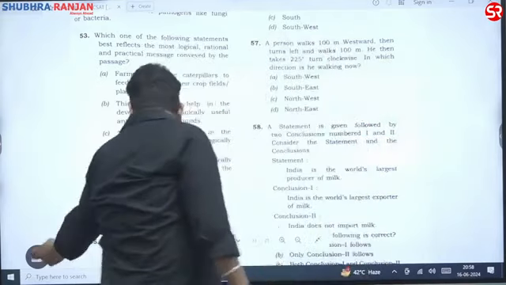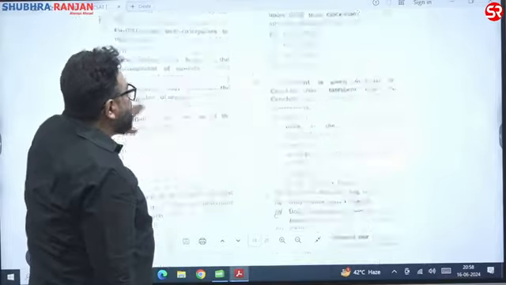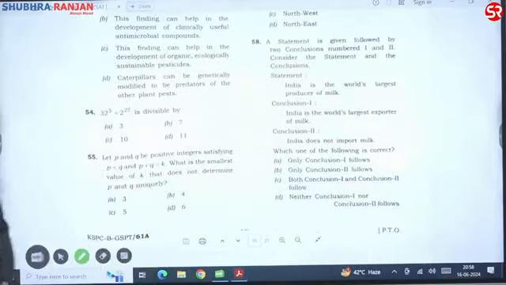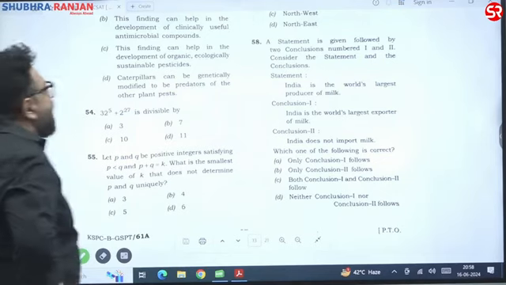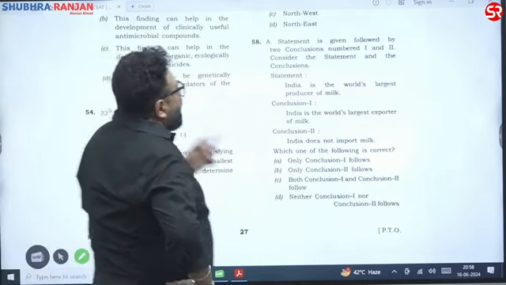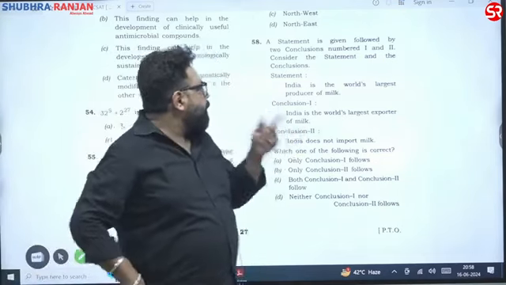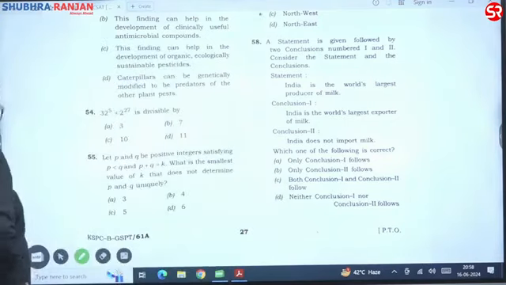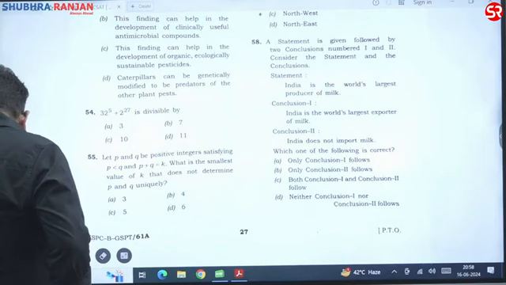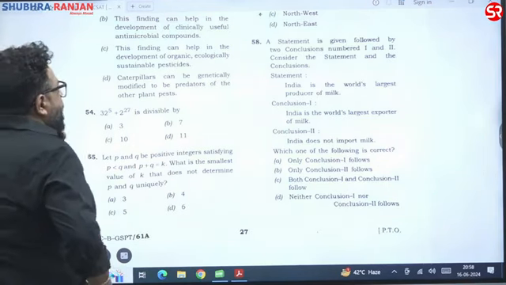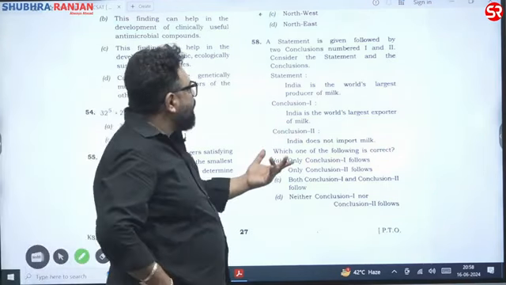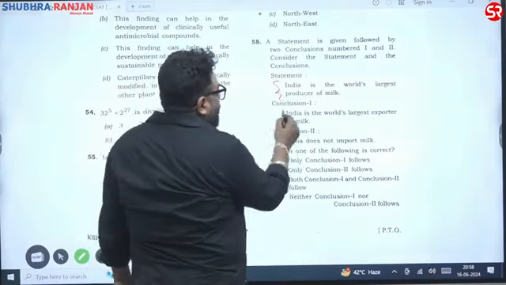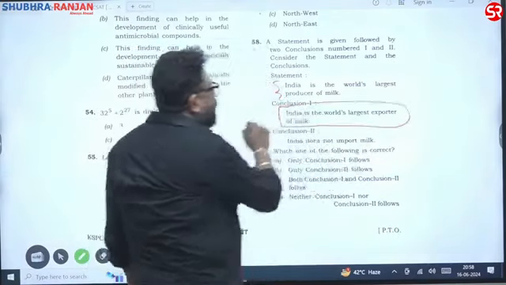Then a conclusion question. A statement is given followed by conclusions 1 and 2. Consider the statement and the conclusions. The statement: India is world's largest producer of milk. Conclusion 1: India is world's largest exporter of milk.